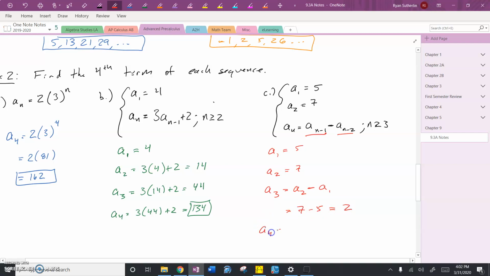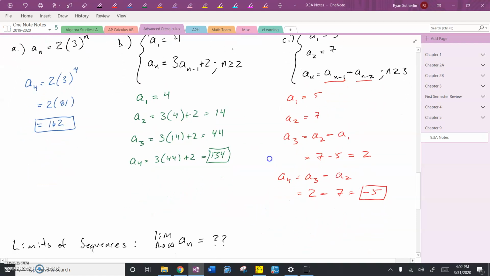And then to get the fourth term, I'm going to take the previous term, which was the third term, minus 2 before, which was the second term. So I have the third term was 2 minus the second term, which was 7. So I get negative 5. So in this case, we get negative 5.